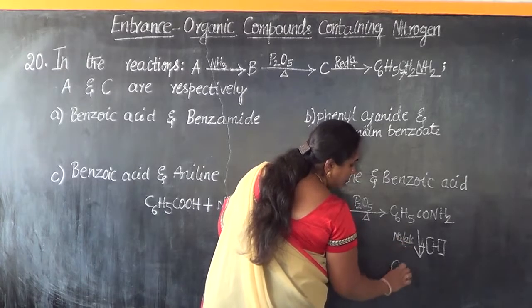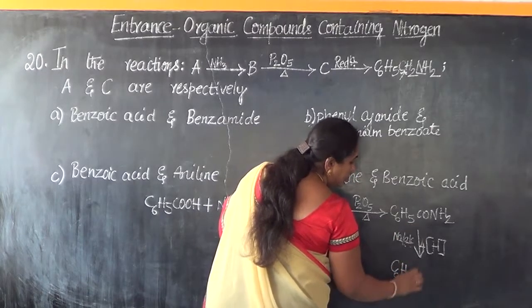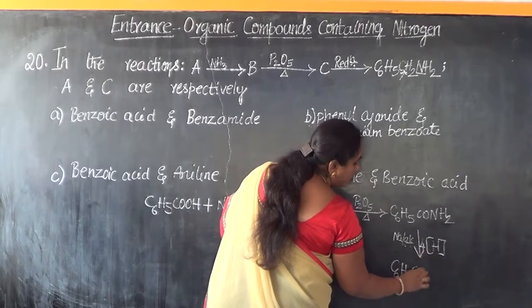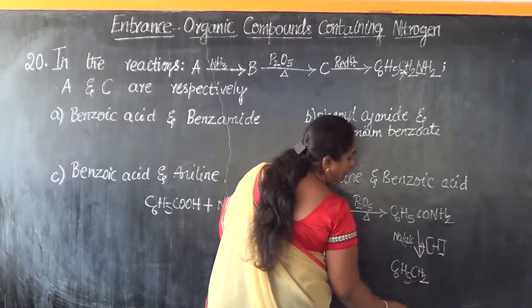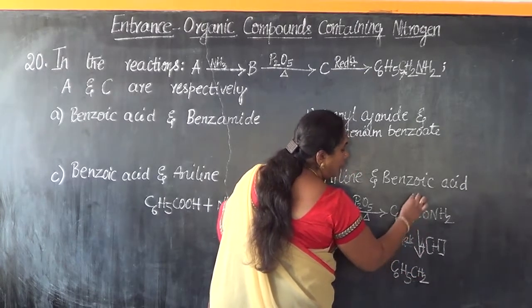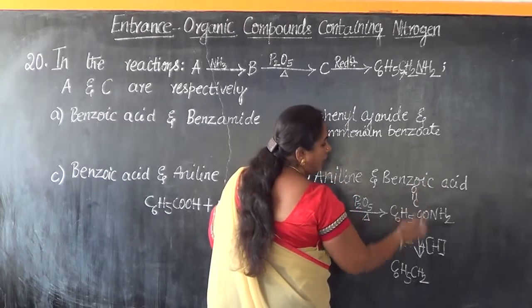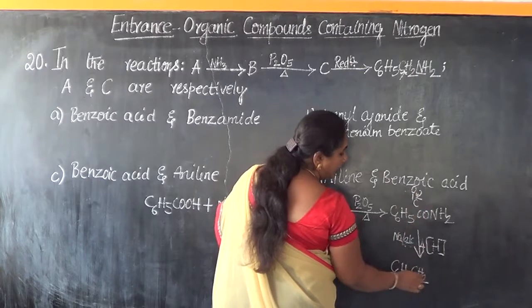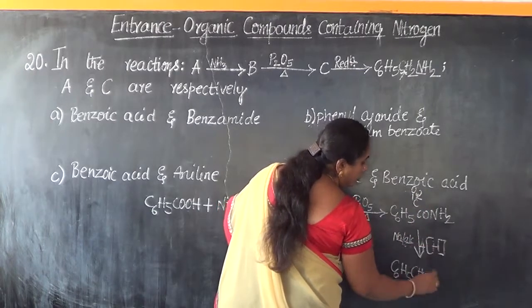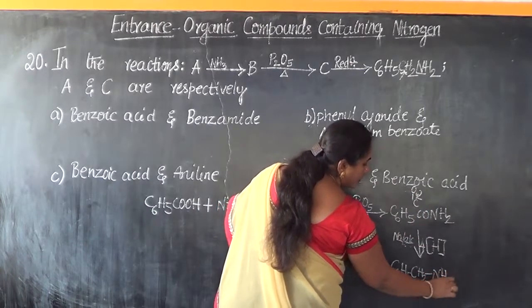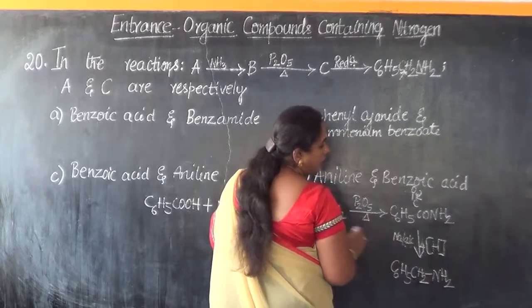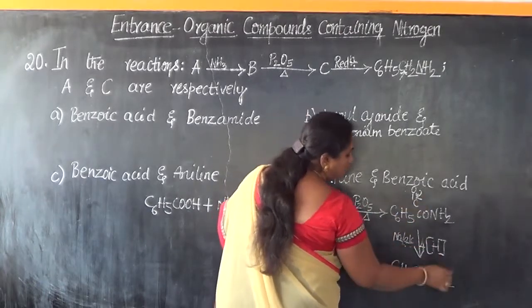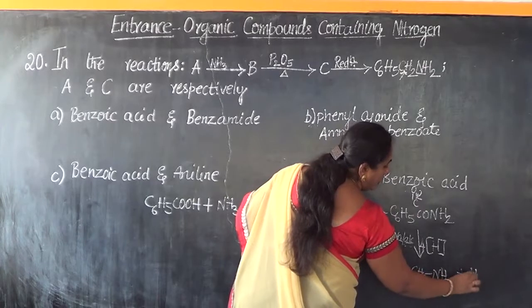So C6H5C and then hydrogen from here. 2 of them will add, because the CO would be linked like this, C double bond O. So this bond cleaves. So in that place 2 hydrogen takes a linkage, then NH2 as it is. So along with this, what we are going to get? 2 more hydrogen combines with the coming out oxygen, forming water.